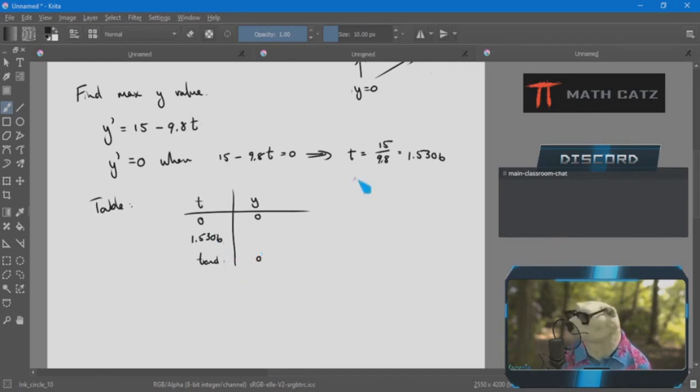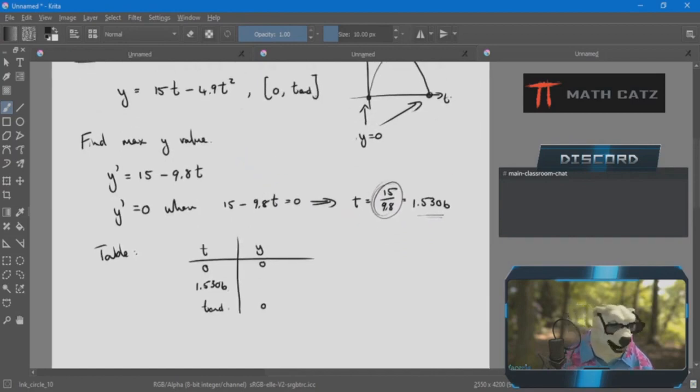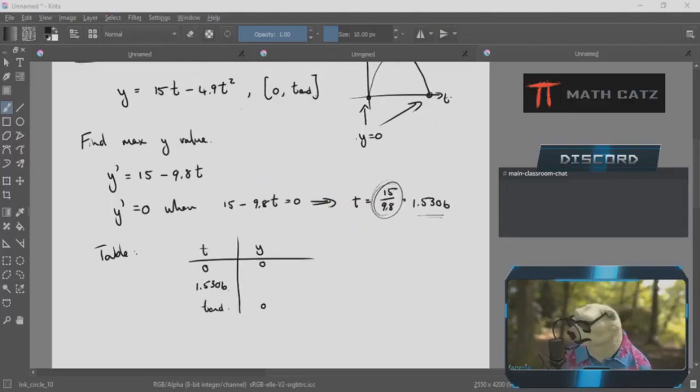I want to find the y value at this, and again there's a calculation, so I'm going to use this accurate t value, not the rounded one, when I plug it into my function. And my function is up there, so let's do that. I encourage you to do that as well. I can't speak and type sometimes, so I apologize if it's quiet in the live session. So we have 15 times 15 divided by 9.8 minus 4.9 times brackets. I need brackets. 15 divided by 9.8, and then I square that time.